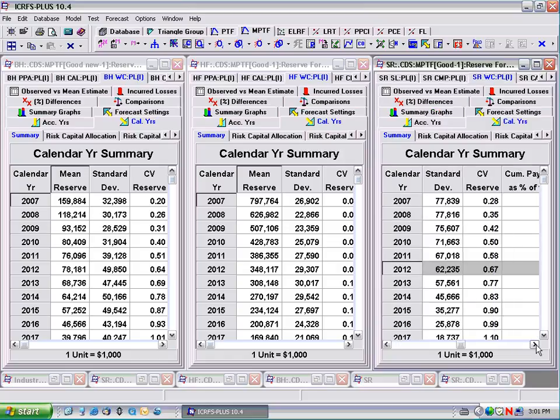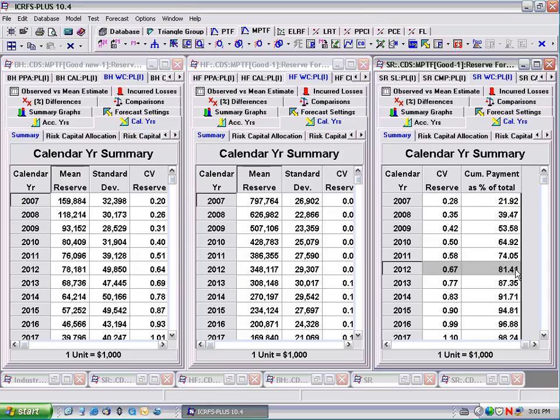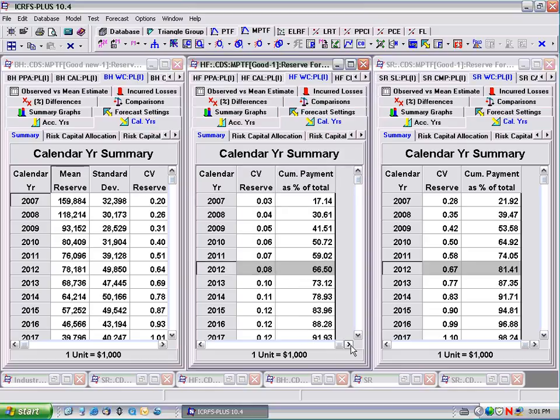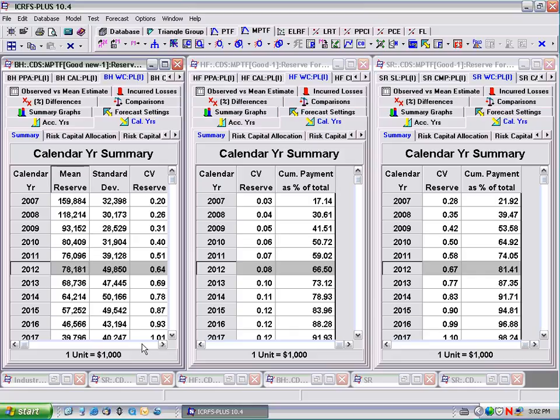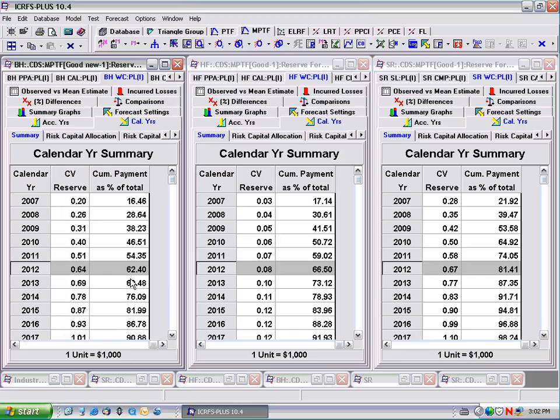And for Swiss Re, it's, sorry, I might have been looking at the wrong one, 81.47%, 12.66% for the Hartford, 12.62.4%. So each one presents a different picture in terms of how much money. This is the mean you need to set aside, without discounting. You can also discount. You need to set aside in each calendar year. So the distributions are very different.